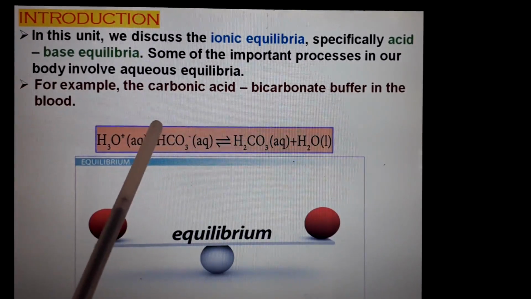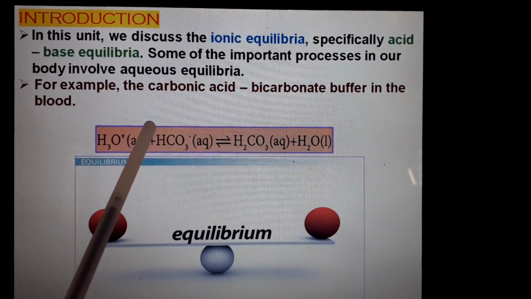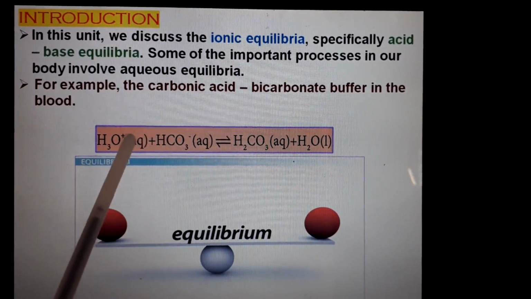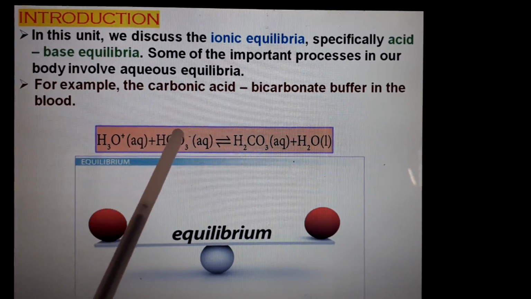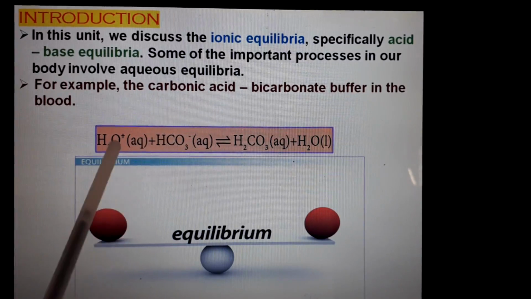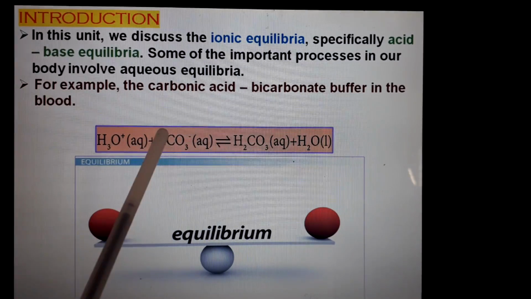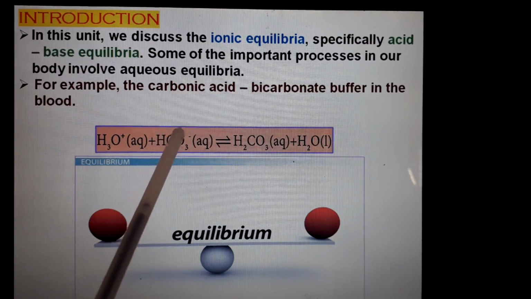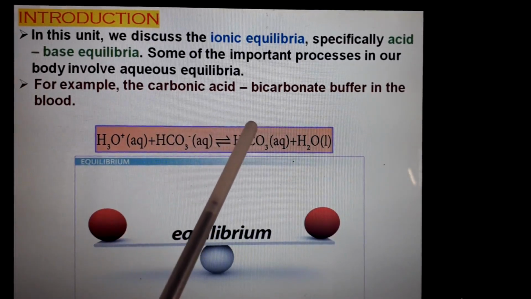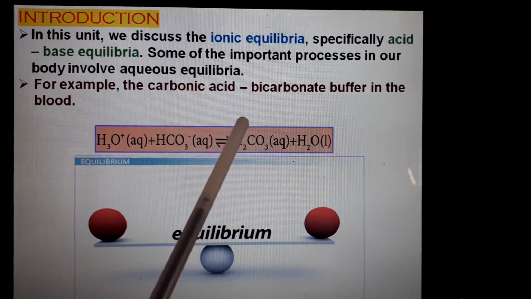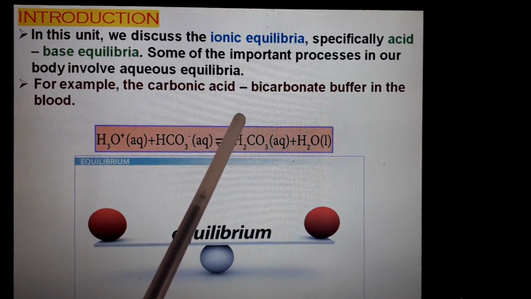Next, see this equation. H3O plus ion, positive ion, and then HCO3 minus, negative ion. This is the hydronium ion and this is the bicarbonate ion. Okay, next it gives carbonic acid, H2CO3 and then H2O liquid. This is the equilibrium equation in our blood.